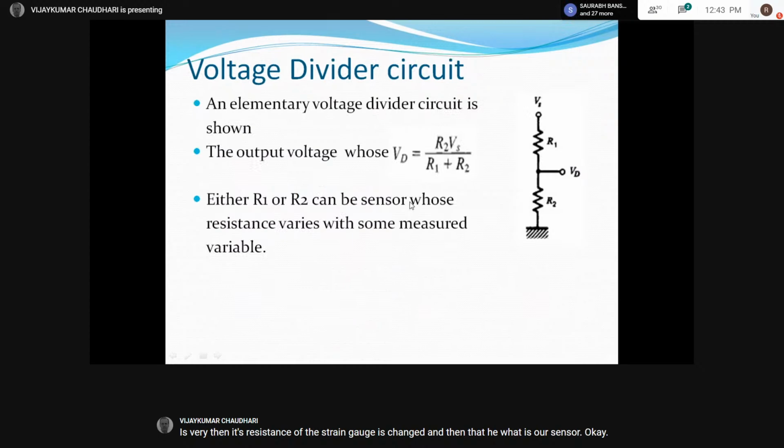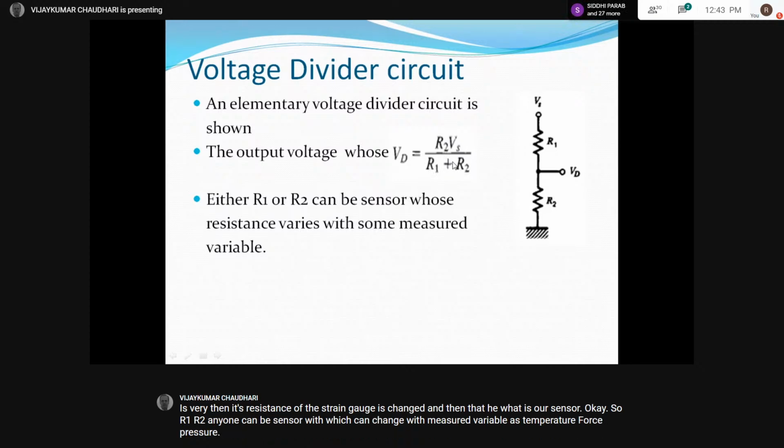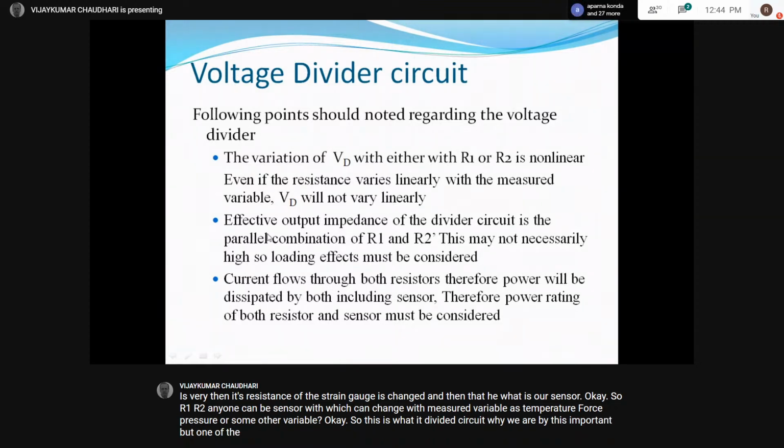It's because of the formula, R2 divided by R1 plus R2 into Vs. It's not a linear formula, right? When R2 changes, this value also changes, and the relation between VD and R2 will not be linear. So even though R1 and R2 vary linearly with temperature, VD will not vary linearly with resistance. So there will be certain non-linearity present there.